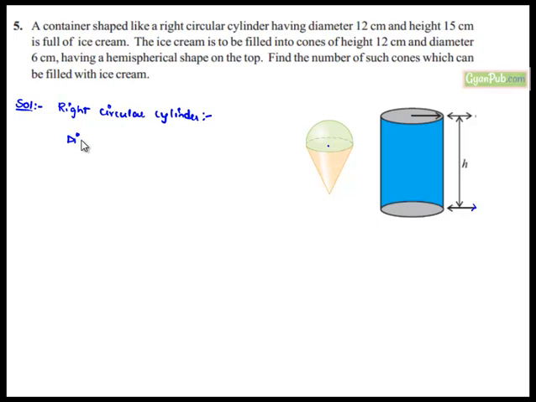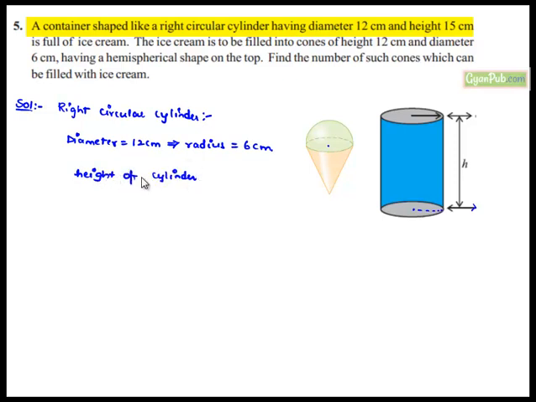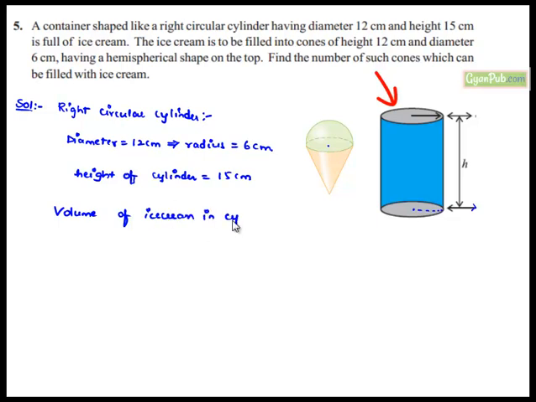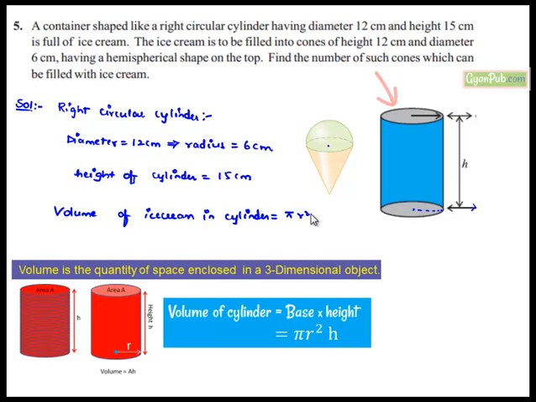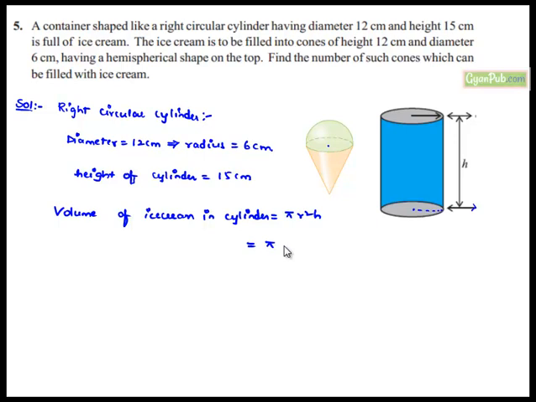For this, the diameter is equal to 12 centimeters, which implies the radius is diameter by 2, that is 6 centimeters for the cylinder, and the height of the cylinder is equal to 15 centimeters, it is given. So now let us find the volume of ice cream in the cylinder. That is equal to pi r square h, which is pi, let it be as it is, and r square is 6 square into 15. 15 times 6 is 90, and 90 times 6 is 540. Therefore there is 540 pi centimeter cube of ice cream in the right circular cylinder.